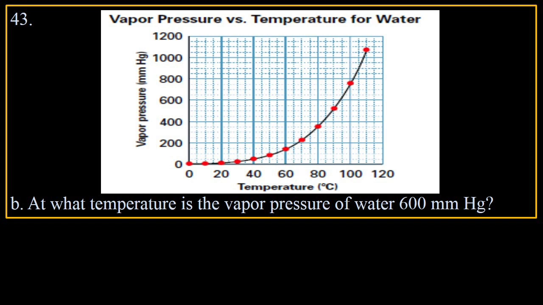And it says, at what temperature is the vapor pressure of water 600 millimeters of mercury? So now we're going to go over to the y-axis, and we're going to draw a line straight over and then straight down. It's hard to see the screen from where I am, but it's going to be somewhere under 100 degrees Celsius. Somewhere, if I can read that correctly. Maybe 95, is that what you guys see? 95 degrees Celsius at 600 millimeters of mercury.